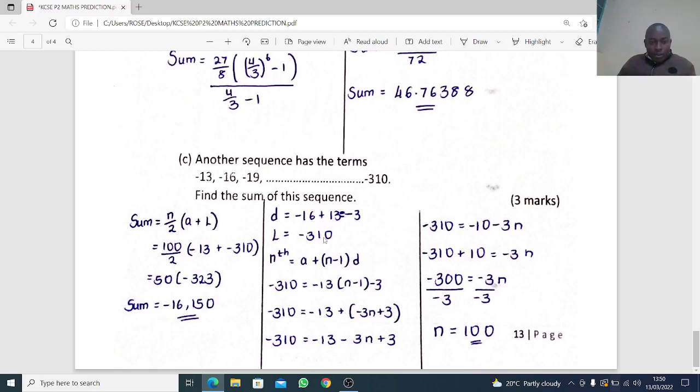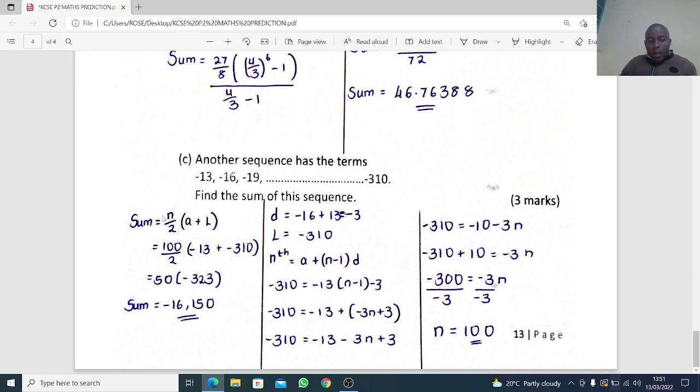Our last term is negative 310. And we know that any term is a plus n minus 1 into d. So negative 310 equals negative 13 plus n minus 1 times negative 3. If you substitute all that, you will find the value of n to be 100. So we know the first and the last term, and we can use the formula for the sum, n over 2 into a plus l.